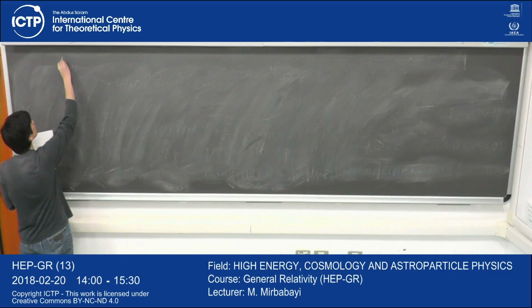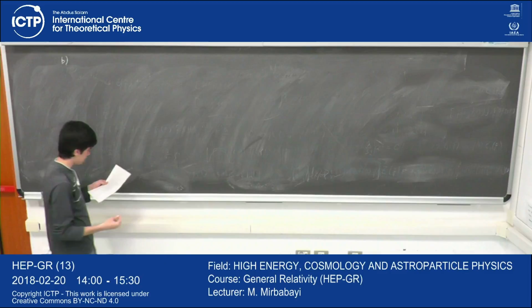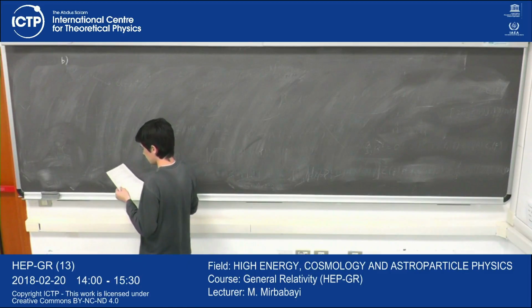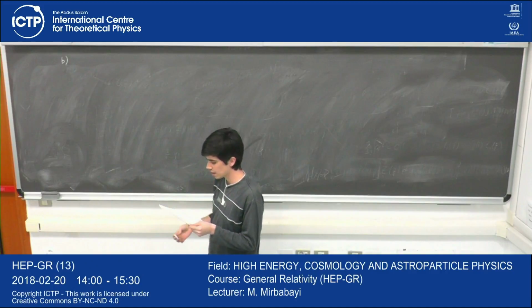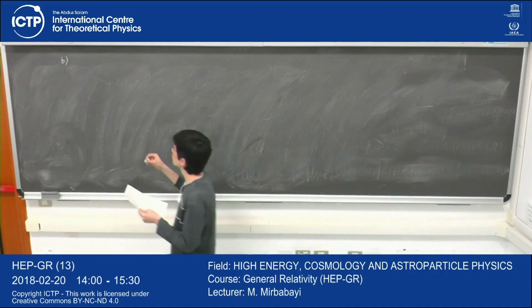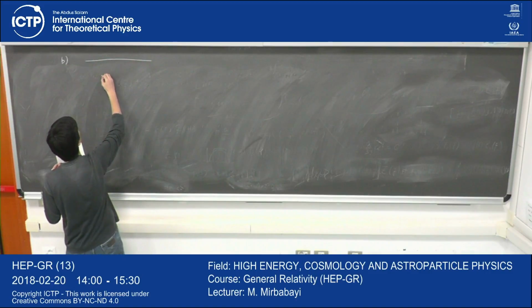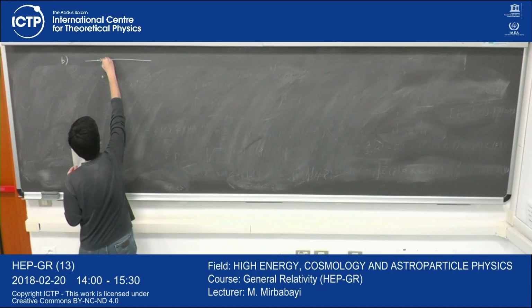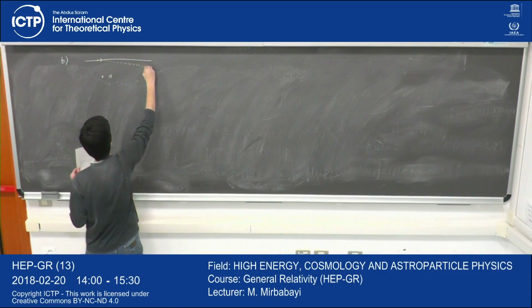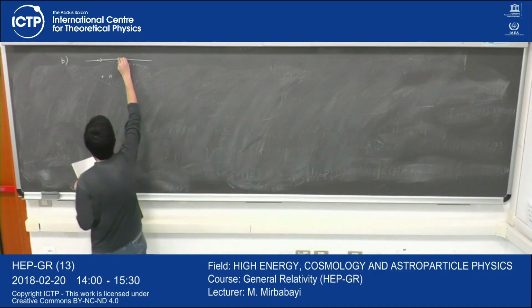So the problem asks us about this. We need to compute the angle of the scattering of one particle due to one mass m. So it's supposed that the particle does something like this, and we need to compute this angle.